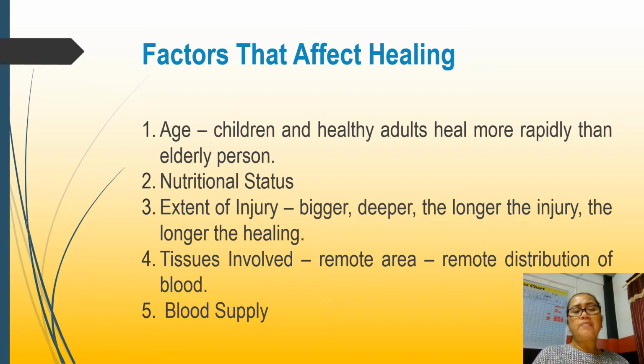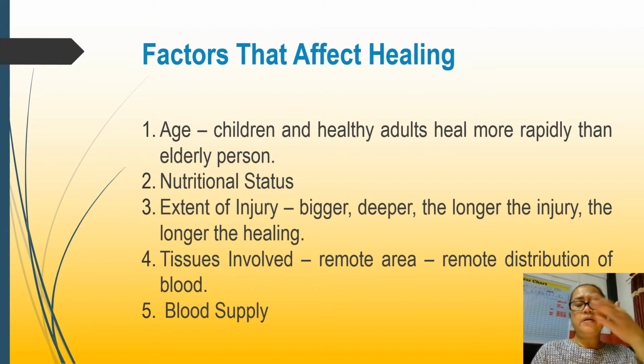Number 4 is tissues involved. In a remote area, there is remote distribution of blood, so poor healing process. So where does the distribution of blood take place, particularly on your heart, diba? Daghan kaayong oxygen dira, because it is near your lungs. So in the chest area, if you get a scratch there, mas paspas ang healing process niya compared sa scratch sa imong tiil. Because it is a highly vascularized area, or daghang blood vessel, compared sa imong tiil nga ang oxygen maato sa imong tiil.